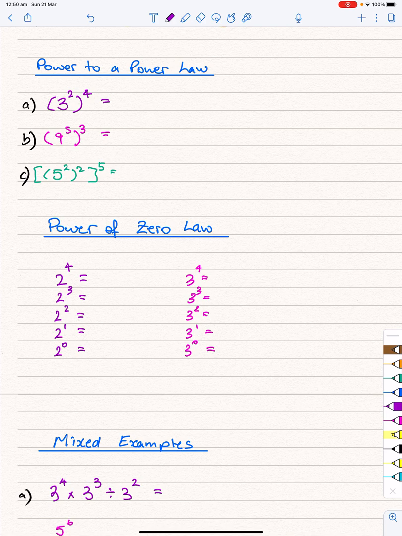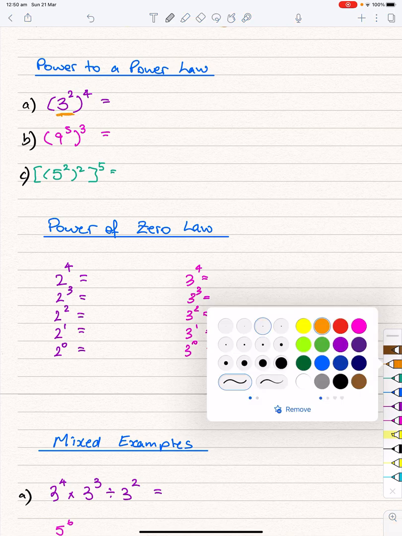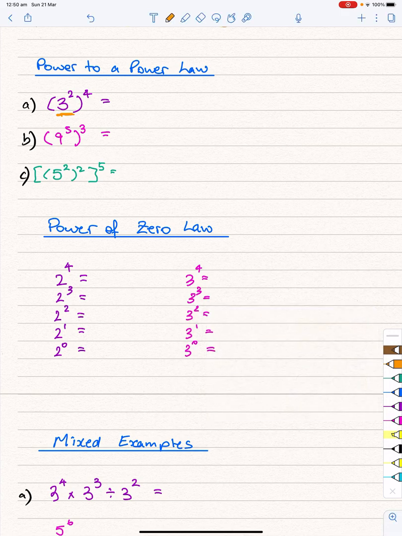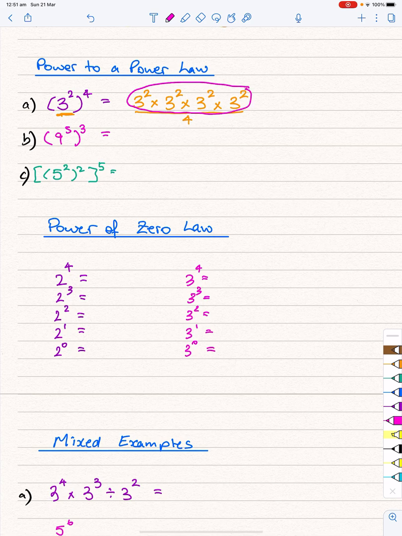Now, 3 squared to the power of 4 means 3 squared times 3 squared times 3 squared times, you guessed it, 3 squared. And I'm going to do this 4 times because it's to the power of 4. Now, I know from my previous law that when I'm multiplying powers together just like this, I'm going to add the powers and I'm going to keep the base the same. So the base is 3 and the powers are 2 plus 2 plus 2 plus 2. That's 3 to the power of 8.